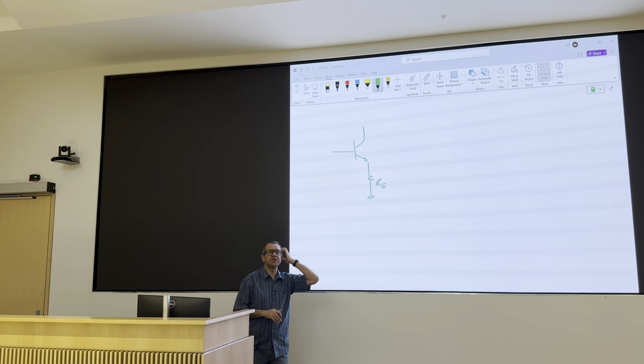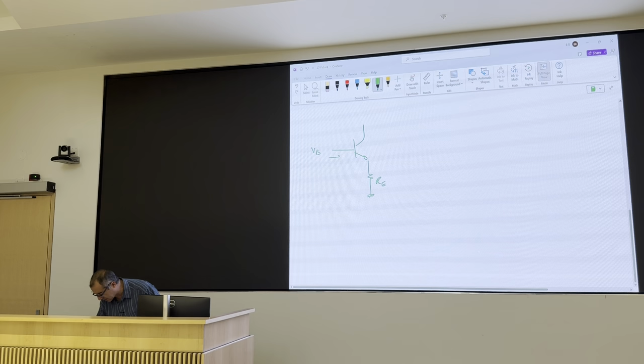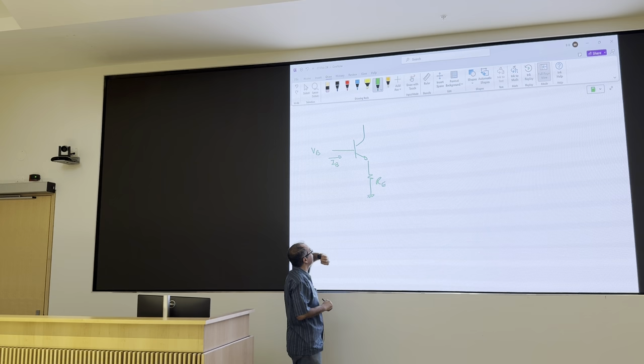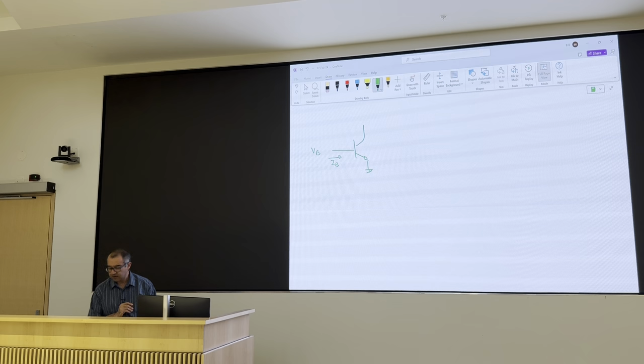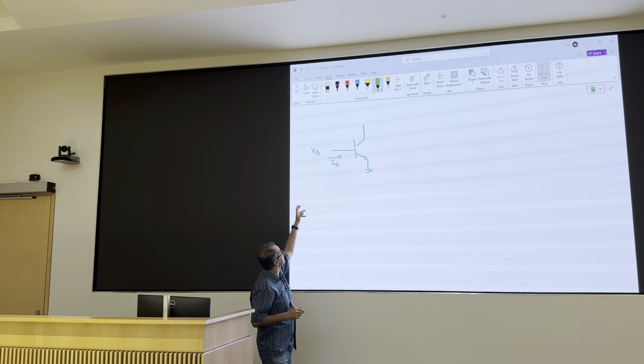So let's assume I'm modeling all the changes. Let's assume I set this to some VD and this some ID coming in. From my bias analysis, I already know what I have, but I want to focus on RE, right? A couple of things can happen. Let's say I don't have RE at the beginning. I decided to use the fixed VD to set my IC.